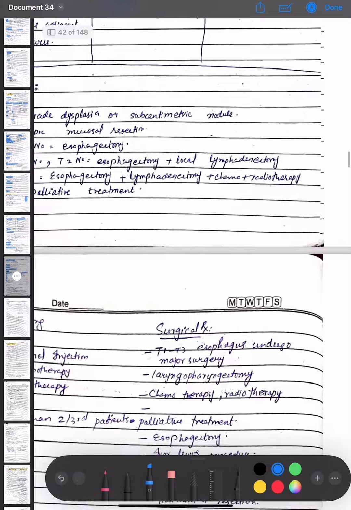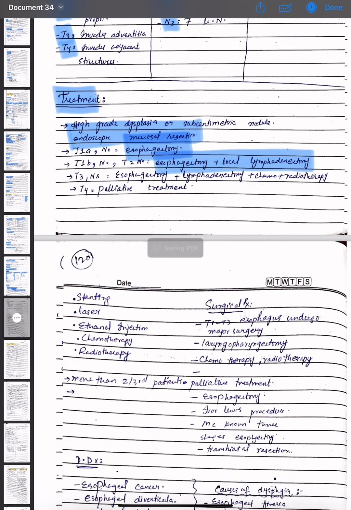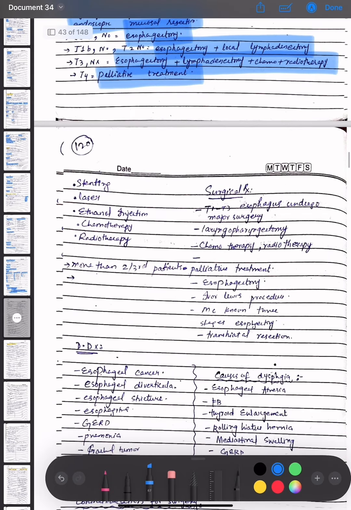Now, what are the treatment options? If it is high grade dysplasia or a sub-centimetric nodule, then endoscopic mucosal resection is done. For T1a N0, esophagectomy is done. For T1b N0 and T2 N0, esophagectomy plus local lymphadenectomy is done. For T3 N any, esophagectomy, lymphadenectomy, and chemo and radiotherapy is done. For T4, palliative treatment is done. Then the other options are stenting, laser, ethanol injection, chemotherapy, and radiotherapy.